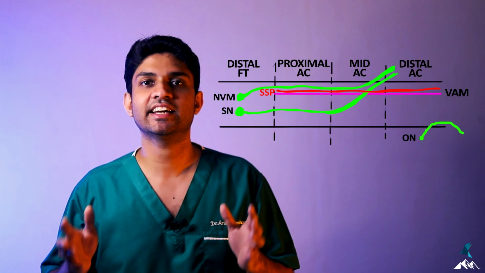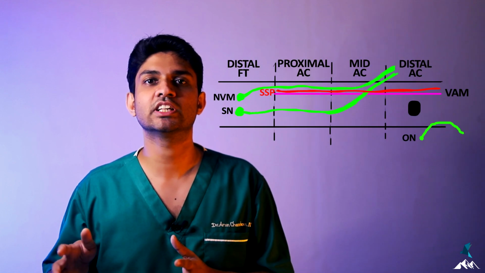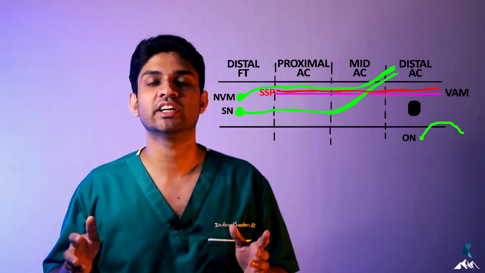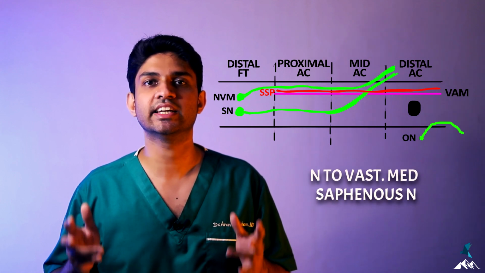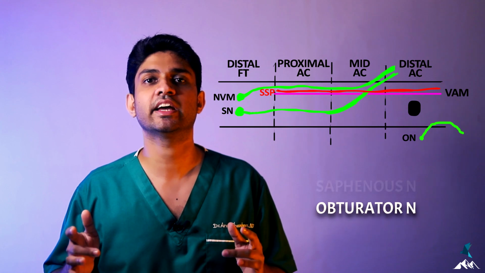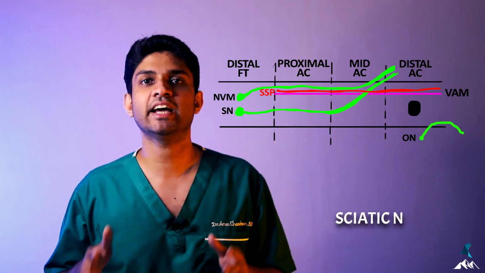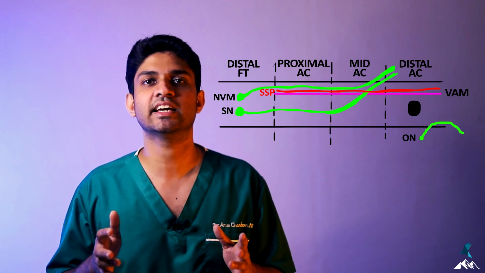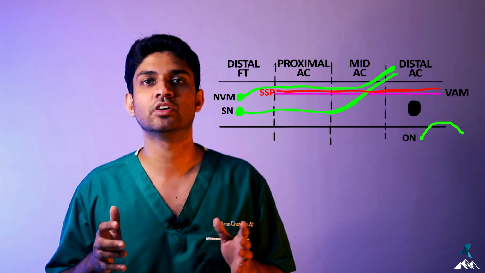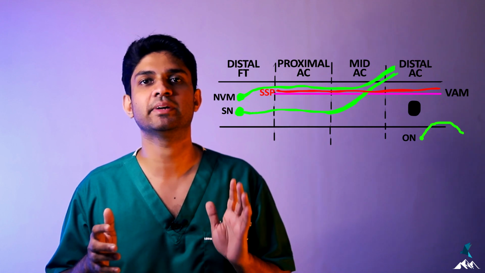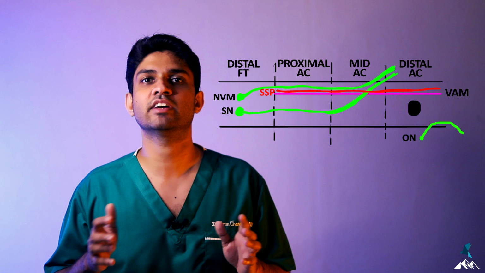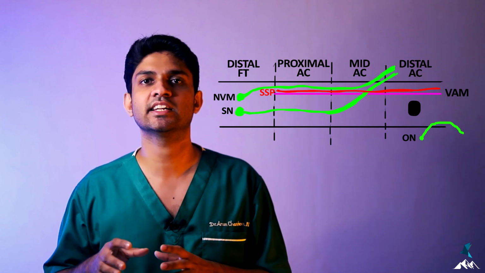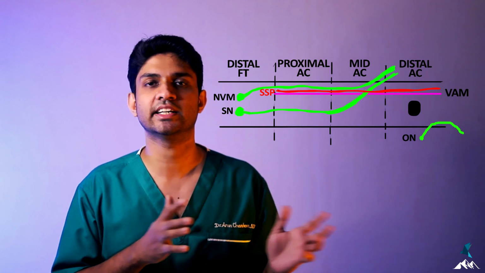If you see the distal adductor canal, the block at that level is given for the 4-in-1 block. The 4 nerves which are blocked in the 4-in-1 block are: one is nerve to vastus medialis, second is saphenous nerve, then you have the obturator nerve, and finally the sciatic nerve. So from the anatomy you have understood till now, it is clear that the saphenous nerve and the nerve to vastus medialis are in a different plane, because the saphenous nerve has already left in the mid-adductor canal level and the nerve to vastus medialis is already above the vasoadductor membrane. So if you give a local anesthetic here, these two nerves are going to be spared, that is for sure.